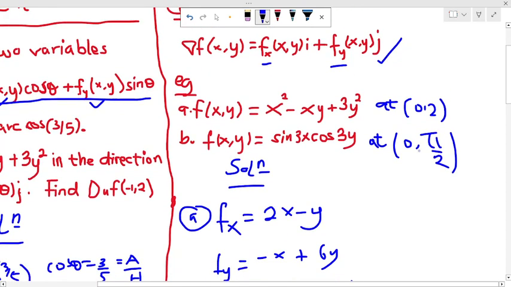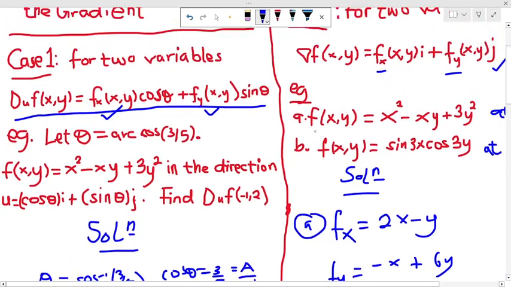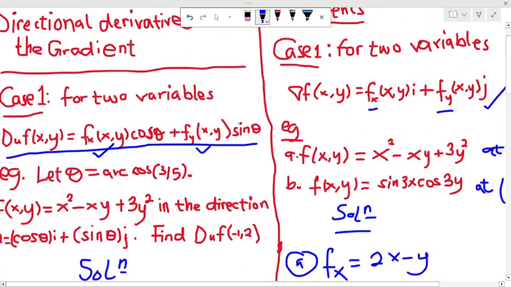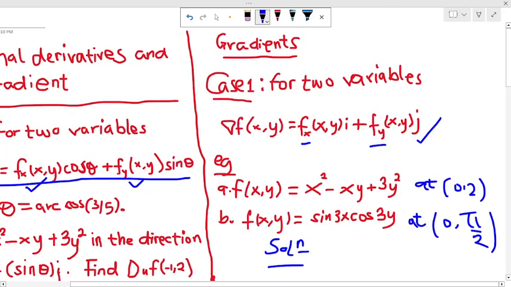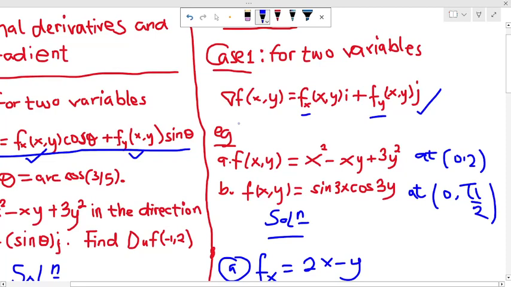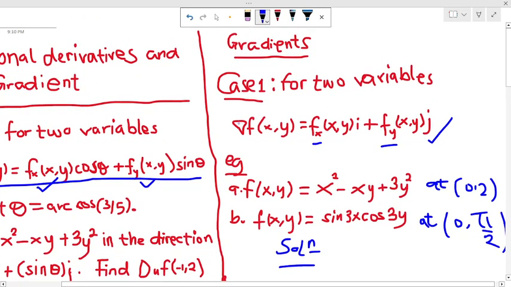So now, having understood the case 1 for directional derivatives and the case 1 for the gradient, we are also going to consider the case 2 in our next tutorial video.